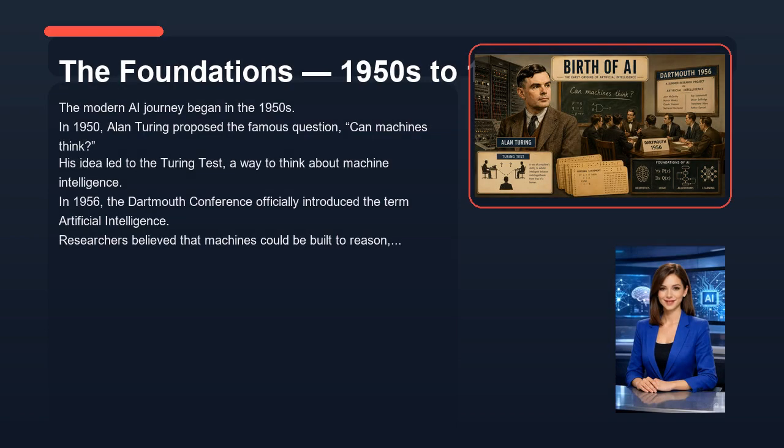Now let's look at the foundations, 1950s to 1960s. The modern AI journey began in the 1950s. In 1950, Alan Turing proposed the famous question, can machines think? His idea led to the Turing test, a way to think about machine intelligence. In 1956, the Dartmouth Conference officially introduced the term artificial intelligence. Researchers believed that machines could be built to reason, solve problems, and use language. This era created the foundation for symbolic AI, early neural networks, and machine learning ideas.